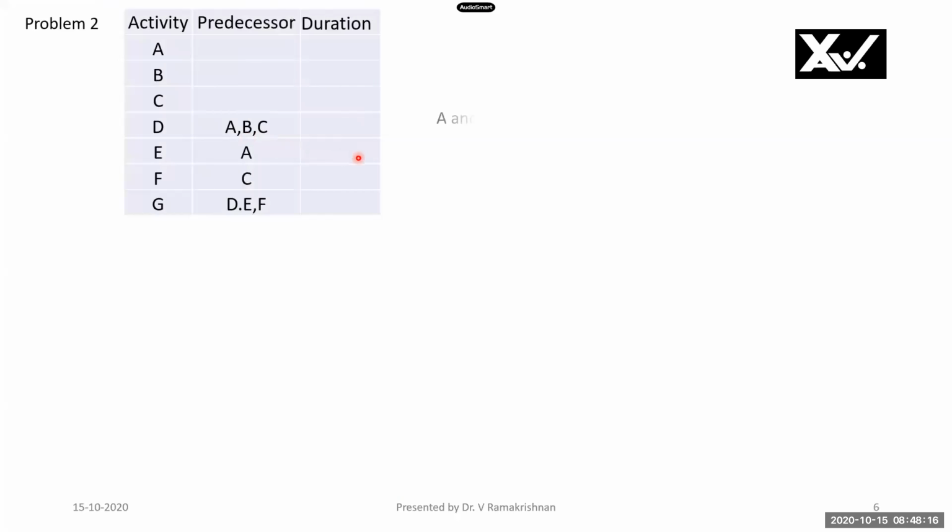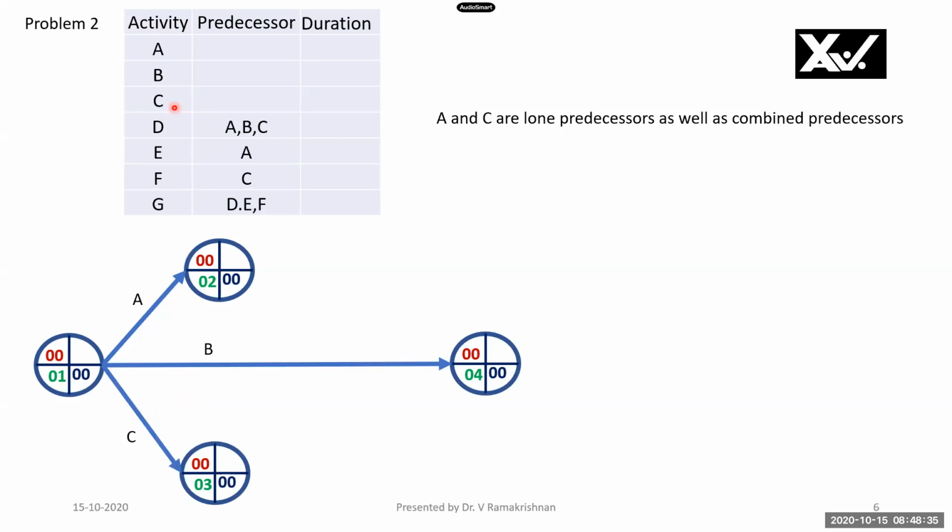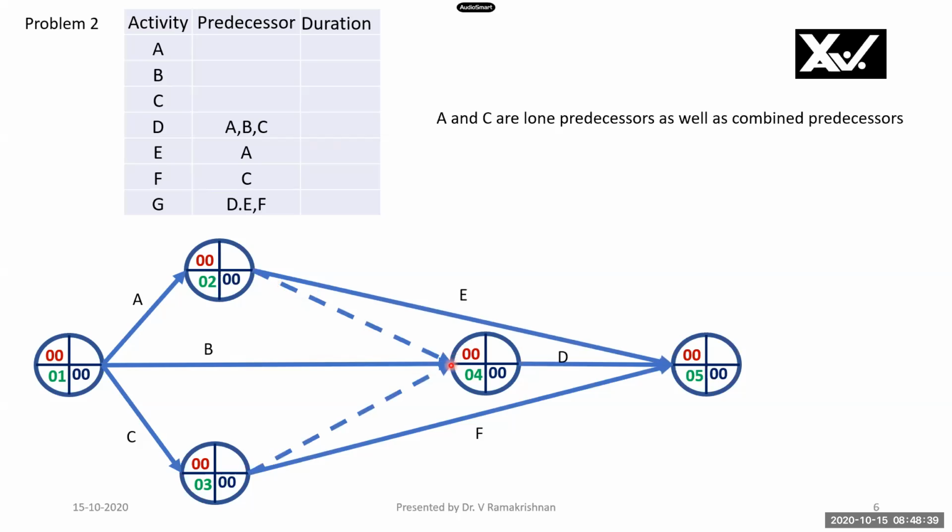Problem 2, we will see activities predecessors shown here. A and C are lone predecessors for these activities E and F, as well as combined predecessors for D. Therefore, we should use a dummy activity. We will see how we are going to use. A, B, and C are starting activities. D has got A, B, C, all the three. Therefore, I am using dummy activities here.